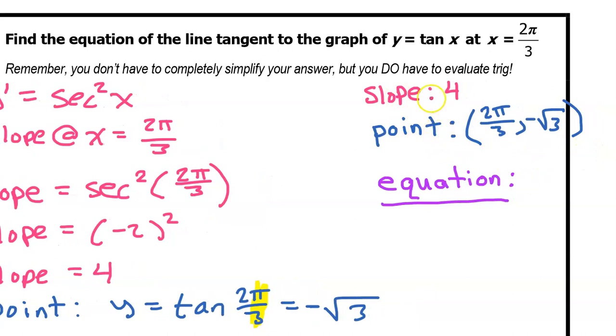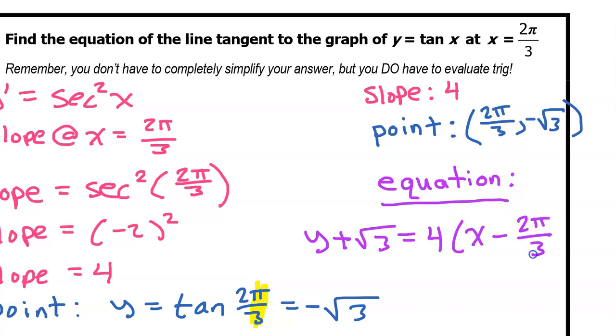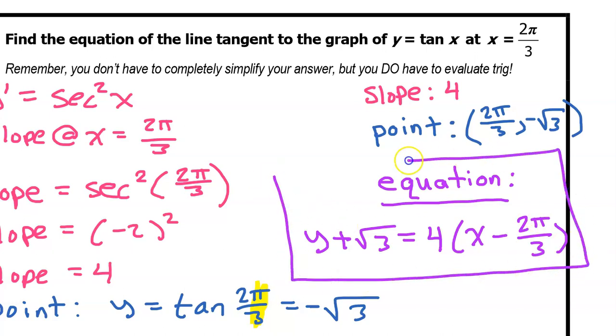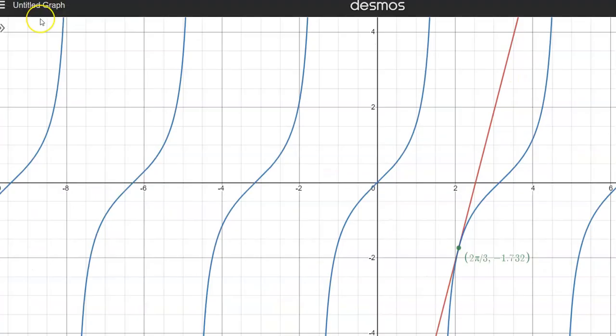Now that I have a point and the slope, I can write the equation. Using my point slope form, I'm doing y minus y1, so y minus negative radical 3 is y plus radical 3, and then slope times x minus x1, so 4 times x minus 2 pi over 3. And that's it. This is the equation of the tangent line at x equals 2 pi over 3. And here's what that looks like on Desmos. Check it out.